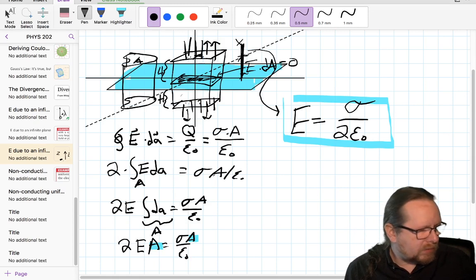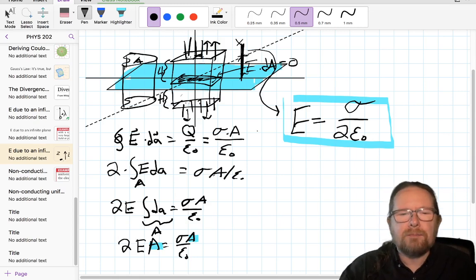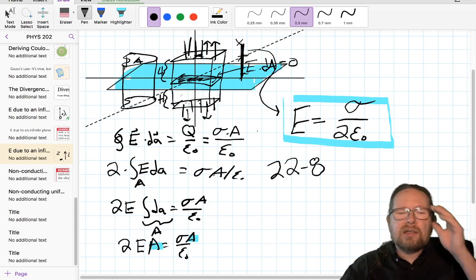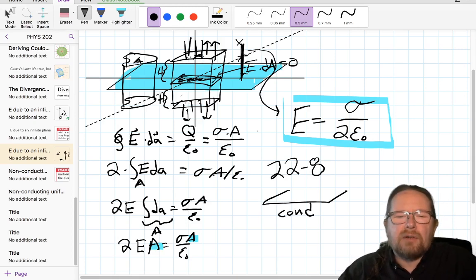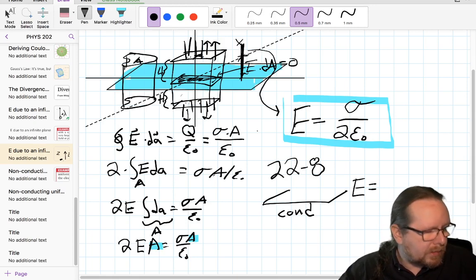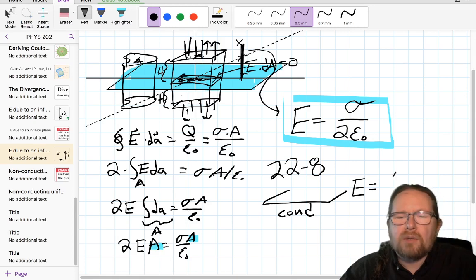After you process this and understand this example, take a look at your book and go through example 22-8. 22-8 looks at the electric field near a conducting plane, or even just one surface of a conductor. And what it finds is that the electric field near a conductor, if that conductor is infinite, is equal to just sigma over epsilon naught. It's equal to twice the result that we just got.